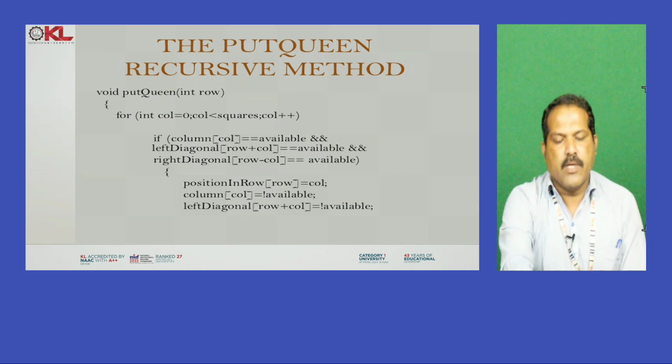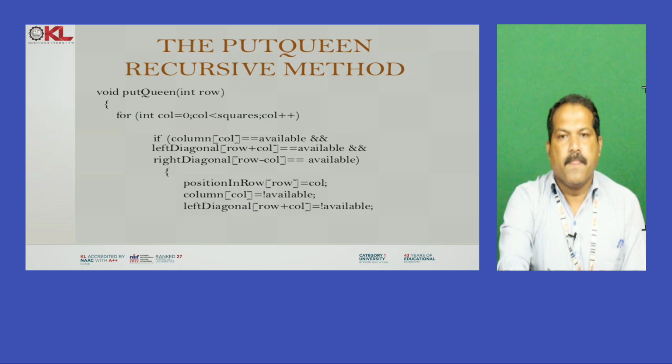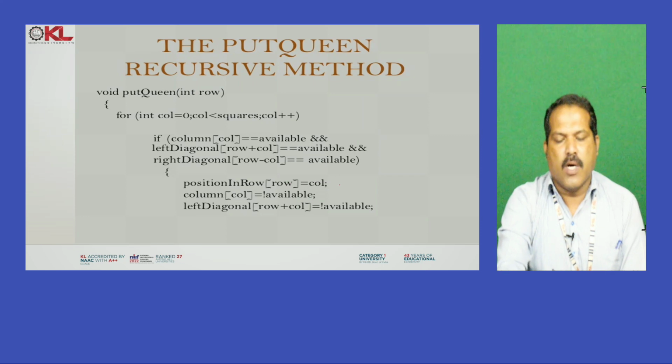So if column is available and left diagonal, row plus column, is available and right diagonal, row minus column, is available. Okay, this is the if condition. Then we have to check the position in row is equal to column. You have to check in row.